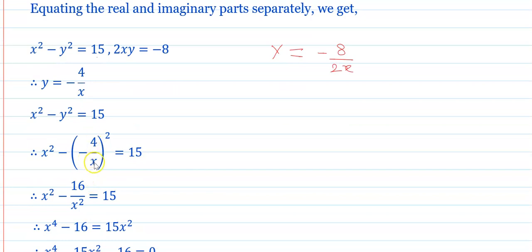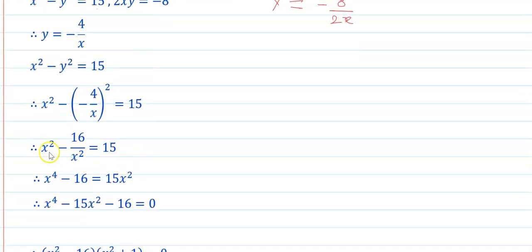Substitute y equals minus 4 by x, bracket square, that is equals to 15, and hence you are getting x square minus 16 upon x square is equals to 15. What do we do in the next step? Multiply on both sides by x square. Multiplying by x square, you will get x raised to 4, here x square gets cancelled, you will get minus 16 is equals to 15 into x square, and hence x raised to 4 minus 15 x square minus 16 is equals to 0.